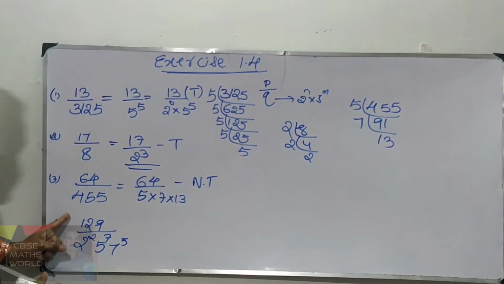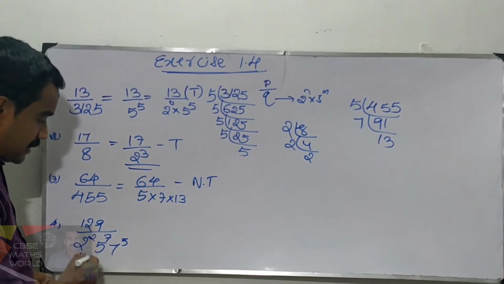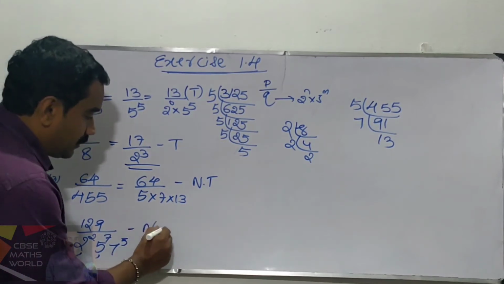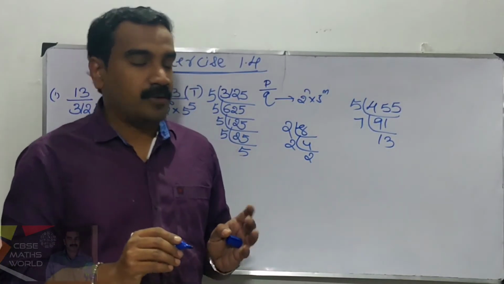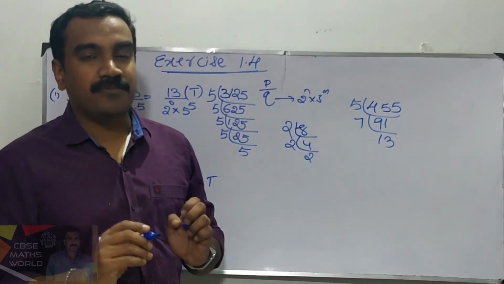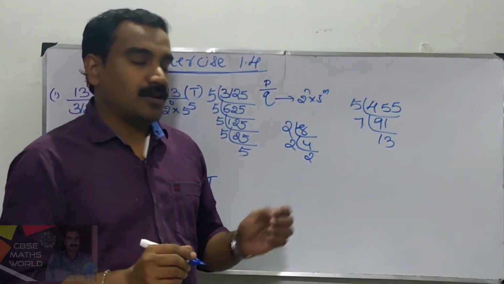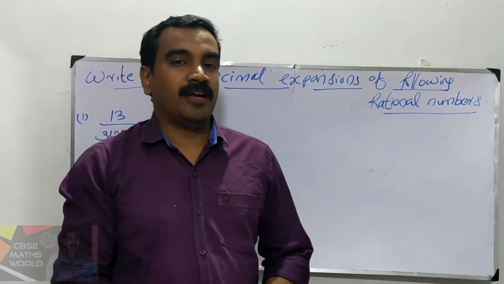Look at the fourth question: 129 by 2 raised to 2, 5 raised to 7, 7 raised to 5. 2 is here, 5 is here, it's okay. But 7 has come here. That's why it is non-terminating. So once again, if it is terminating, the denominator is in the form 2 raised to n, 5 raised to m, with factors only 2 and 5. If any other number comes as a factor in the denominator, it is non-terminating. This is the method. Okay, we can move to the next question.